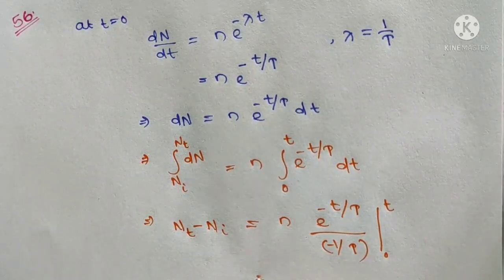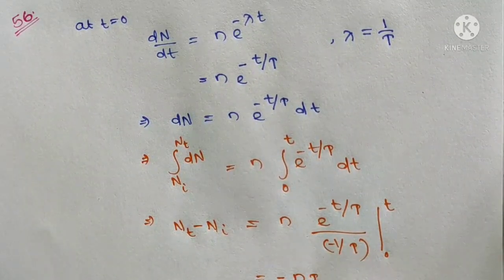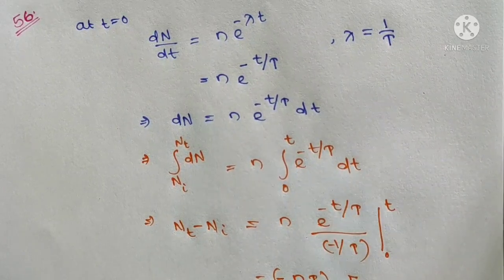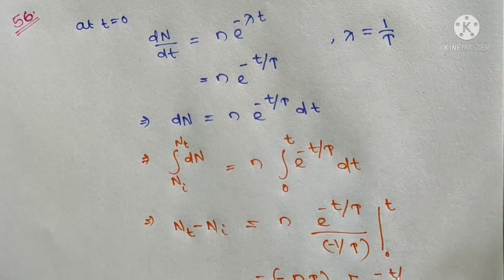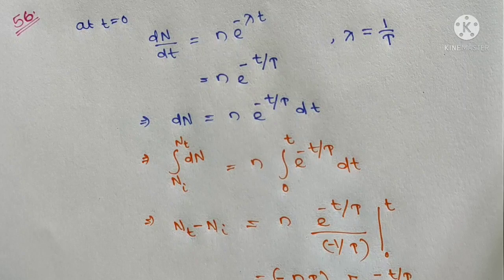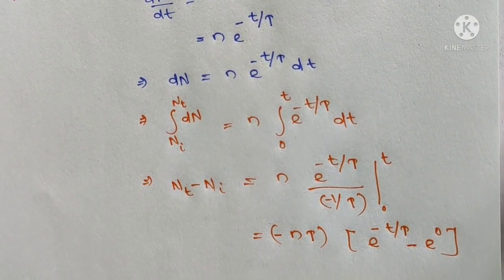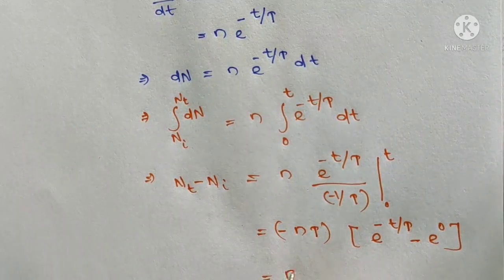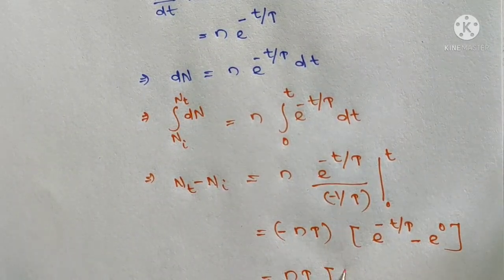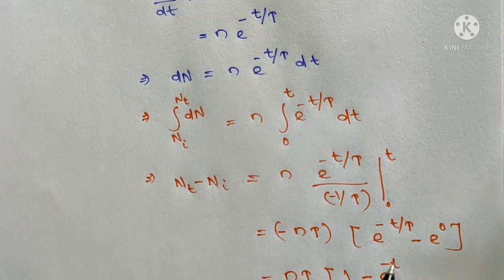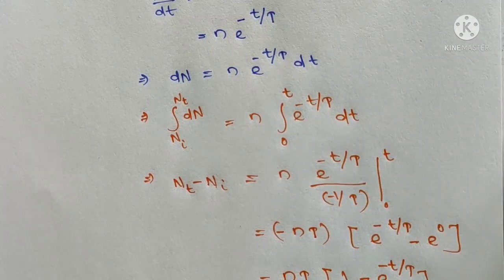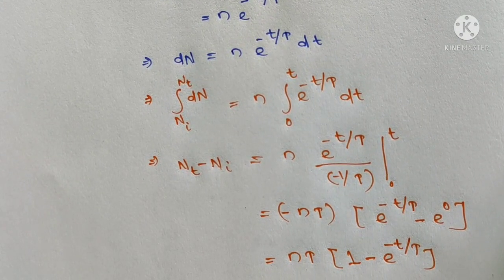So it is equal to minus nt exponential minus t over capital T minus exponential 0. Now this is equal to nt times 1 minus exponential minus small t over capital T. So your correct option is option C.